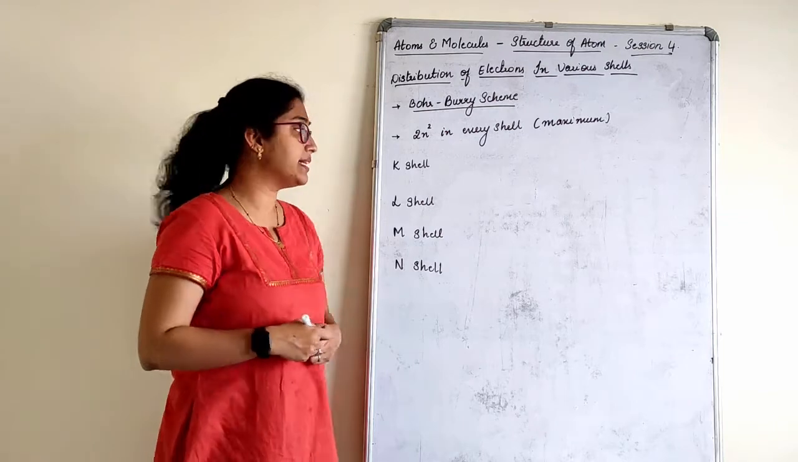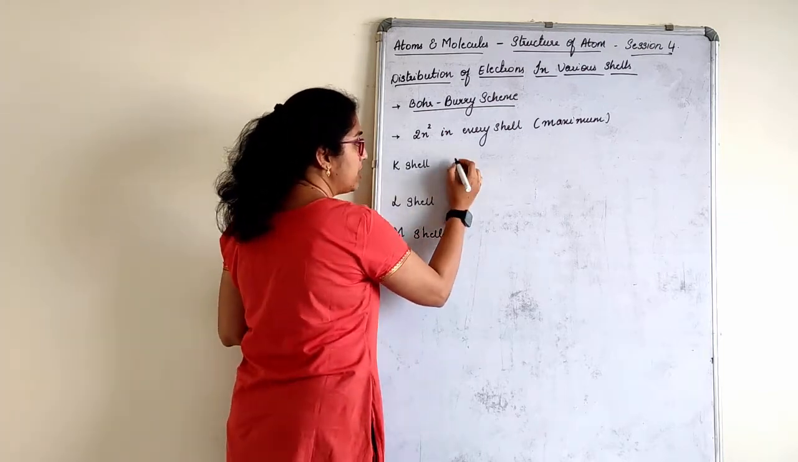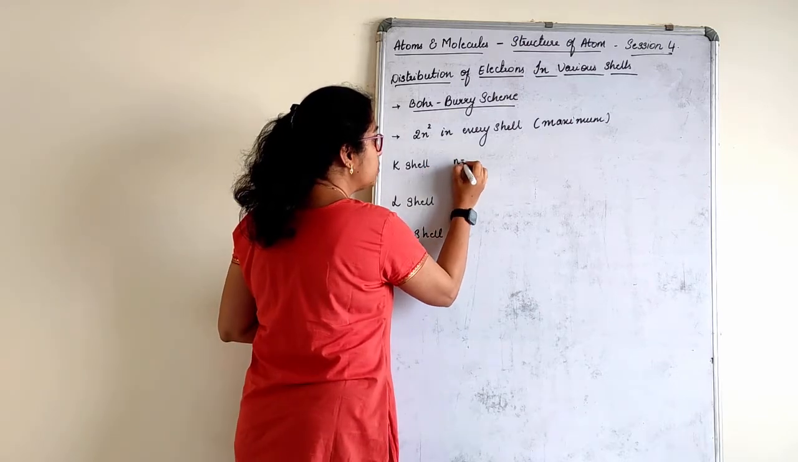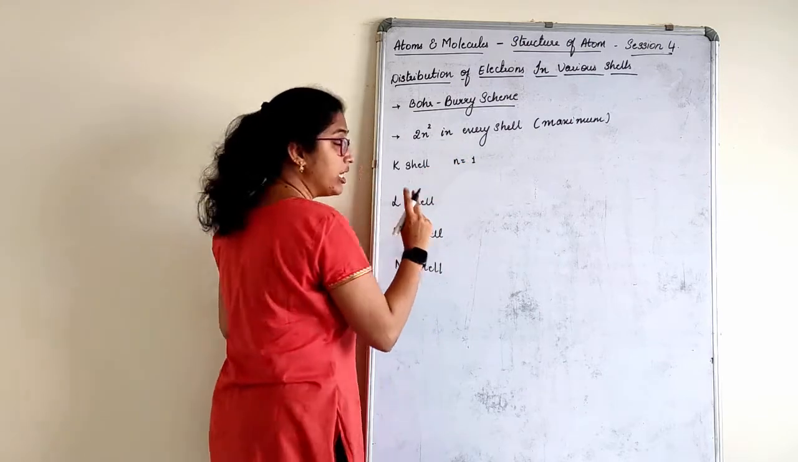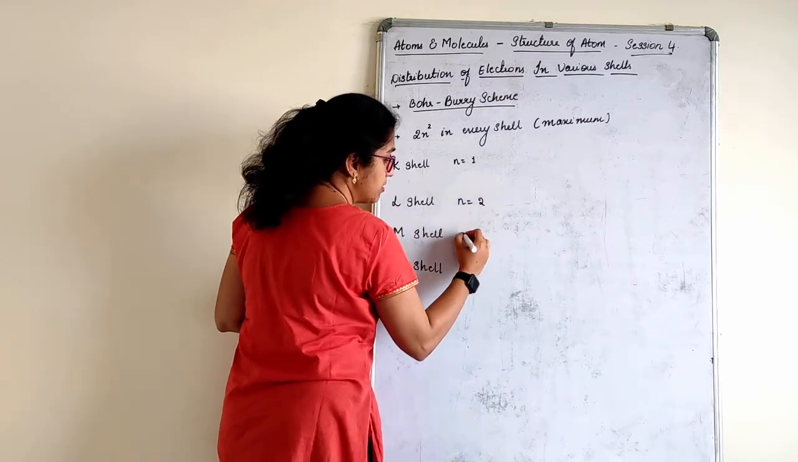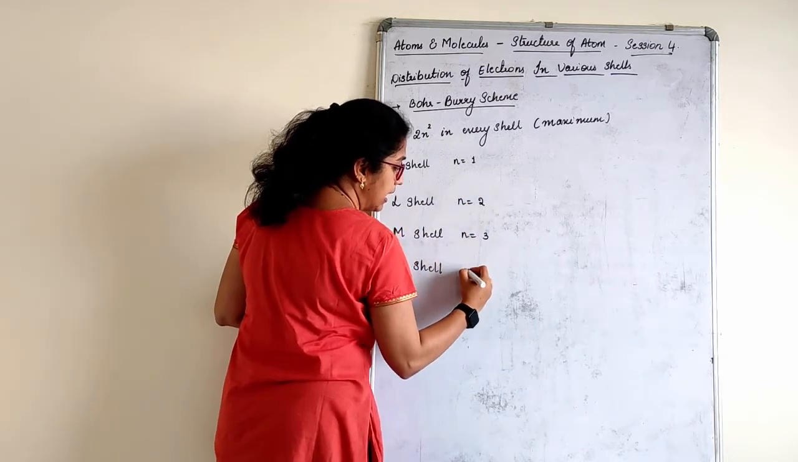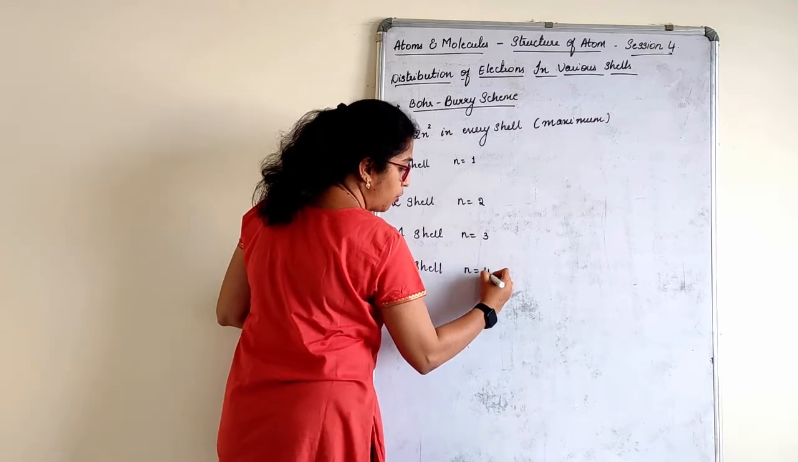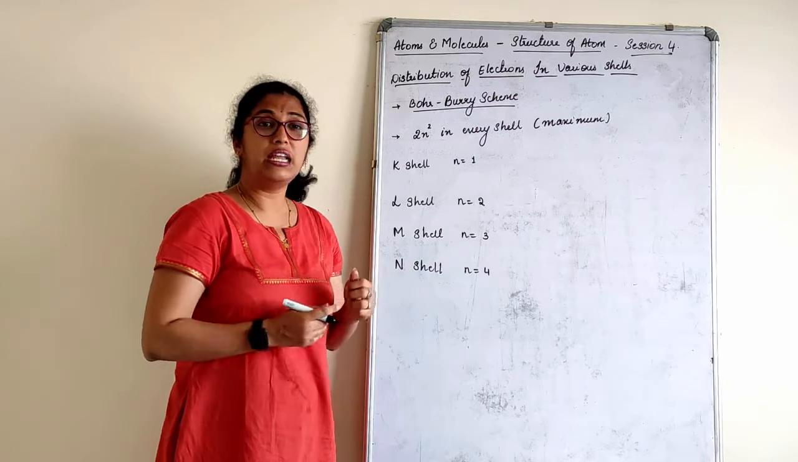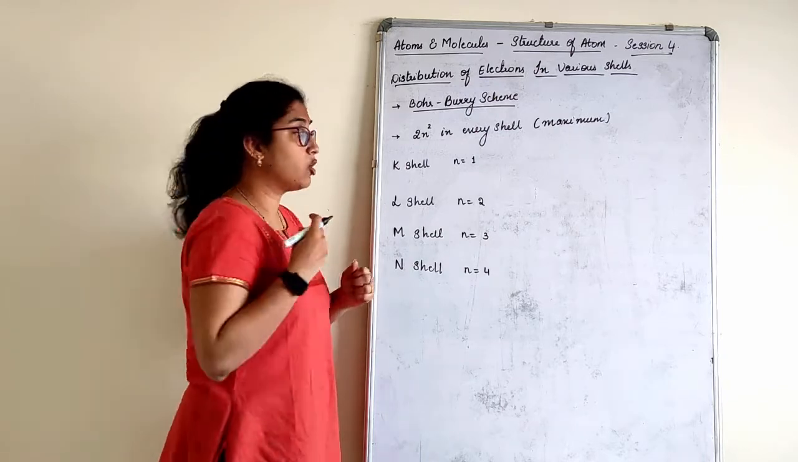Now what do you mean by this? For example, the K shell is the first orbit, right? So n is equal to 1. The L shell is the second orbit, so n is equal to 2. Similarly, n is equal to 3 and n is equal to 4. First, second, third, fourth, right? That means in the K shell, how many electrons can I accommodate, children?